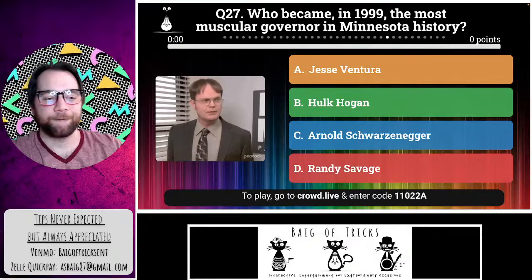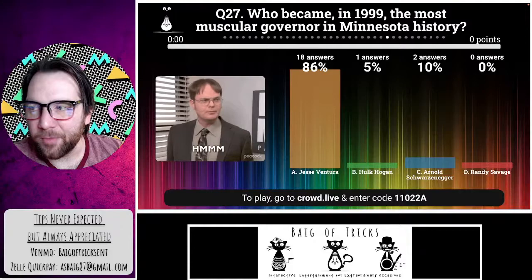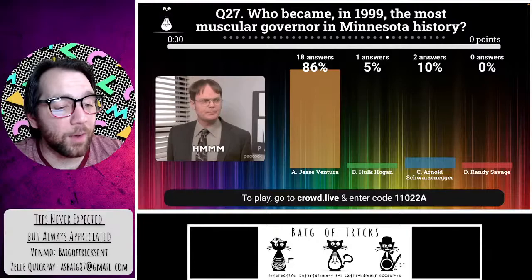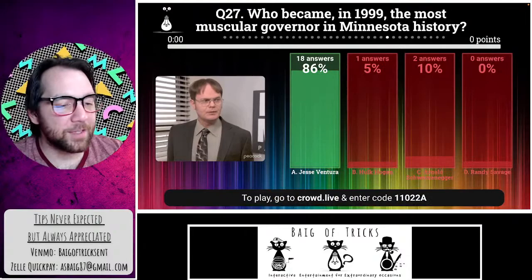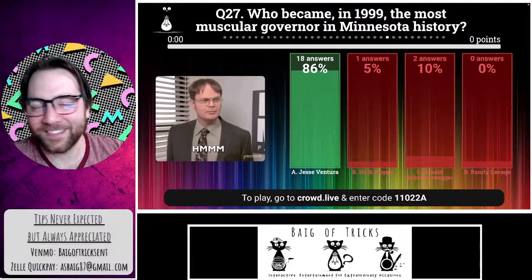Everybody's in. One person said Hulk Hogan. Two people said Arnold Schwarzenegger. He was a governor, and not too much after this, about 4 years later. But that was in California. The correct answer, Jesse the Body Ventura. What a dude. Question number 28.